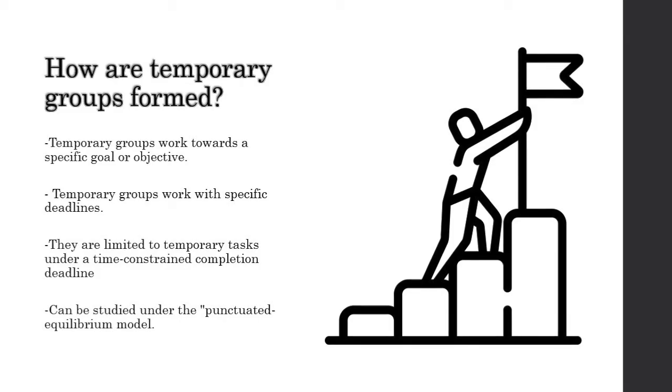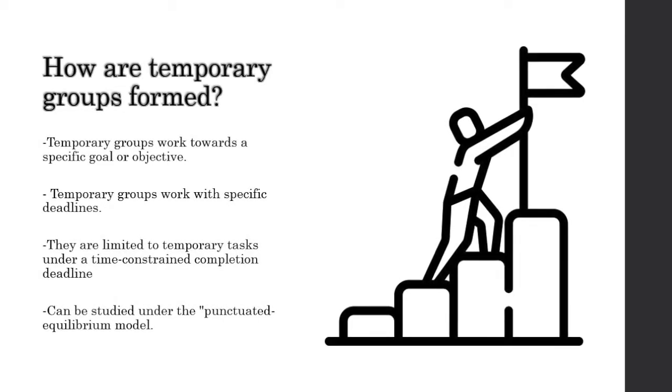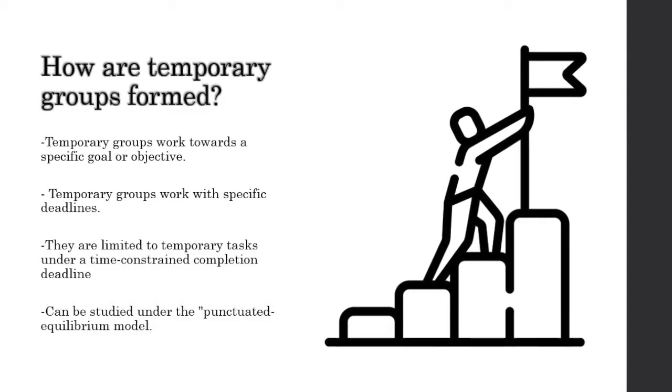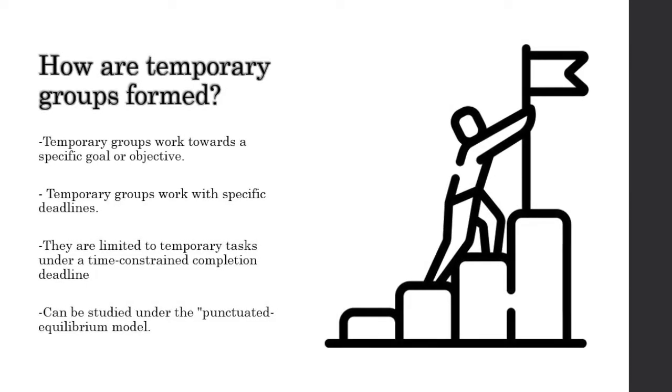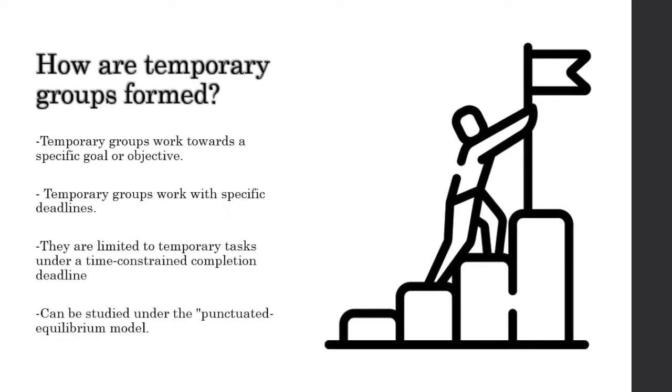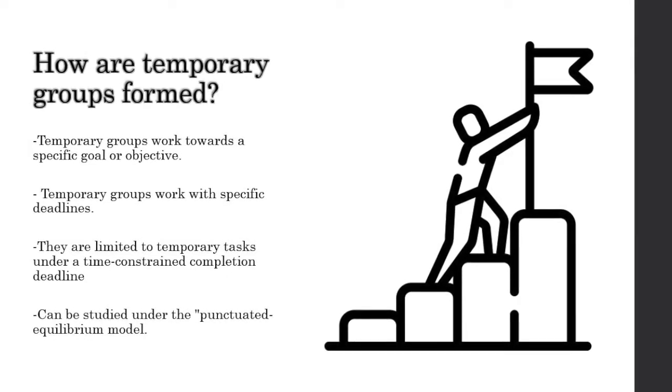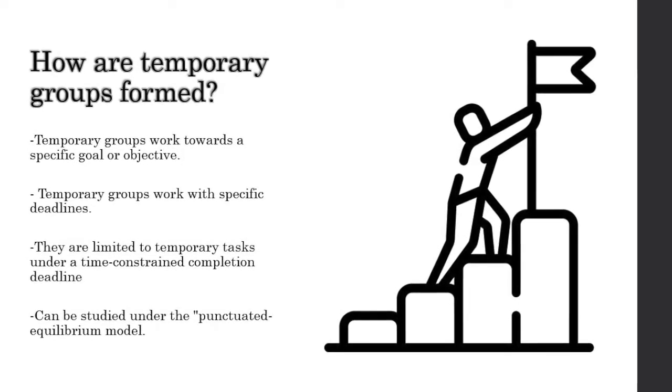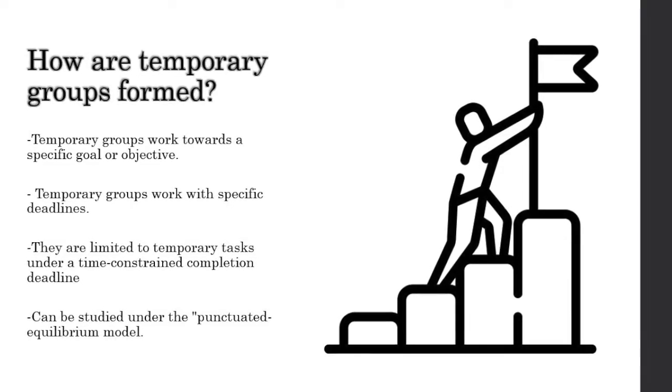First of all, we have to keep in mind that there are two types of groups. The first one is the normal group, for example, the one you have with your friends. And the second one is the temporary groups, which are the ones that, for example, you use in your university to achieve a certain goal or a certain objective.